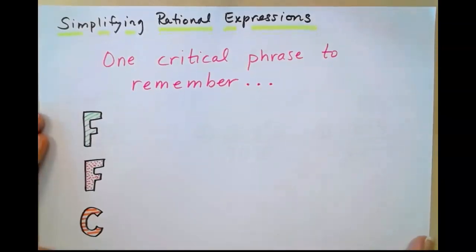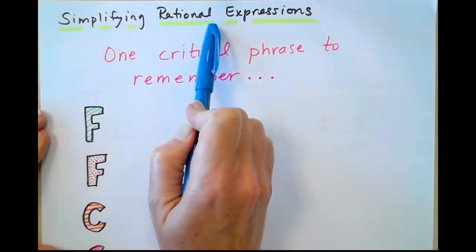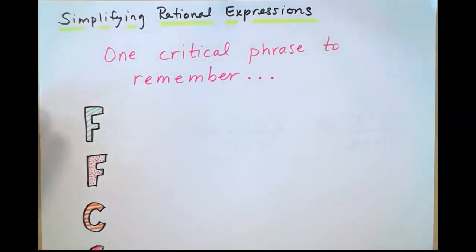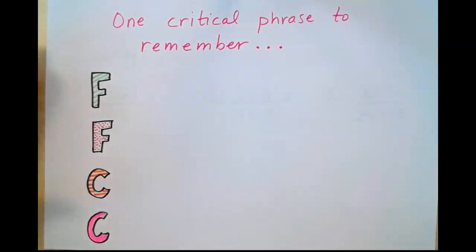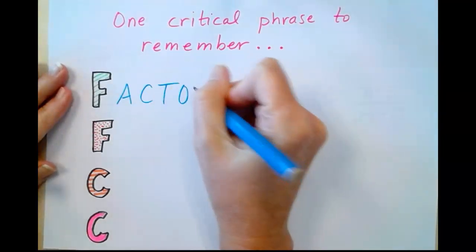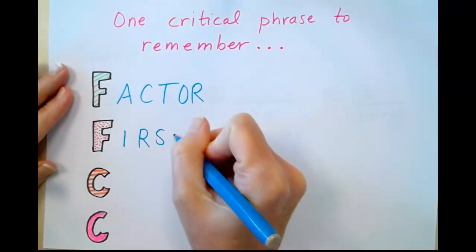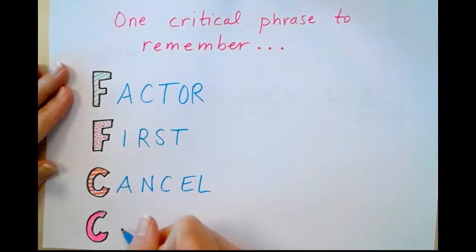Simplifying rational expressions. So we've already talked a bit about the root word of rational is ratio. So we're talking about fractions here. Another way to think about this is we are simplifying fractions. And the critical phrase you need to remember, that I will just abbreviate FFCC, is this: we are going to factor first, and then you can go cancel crazy.